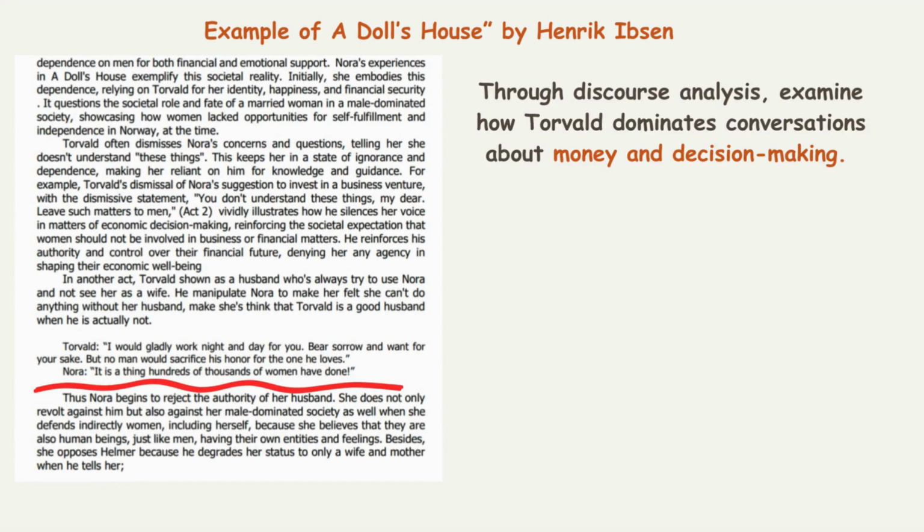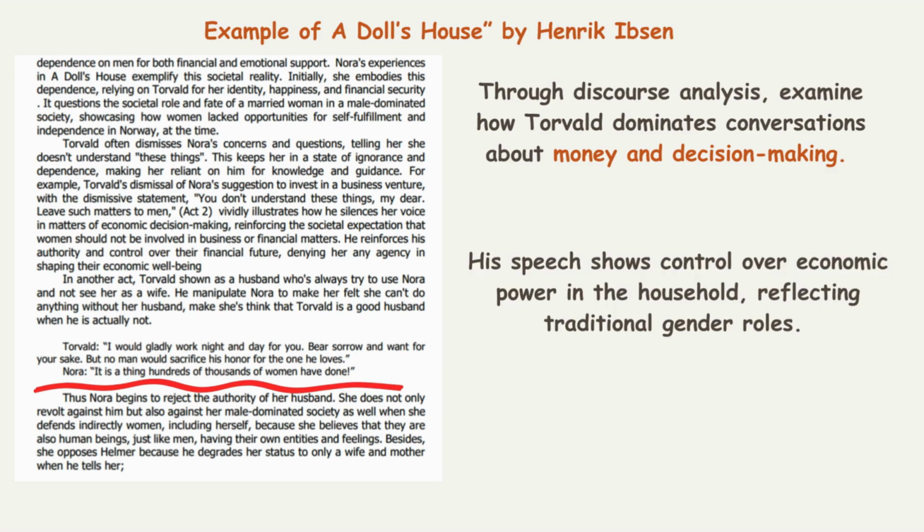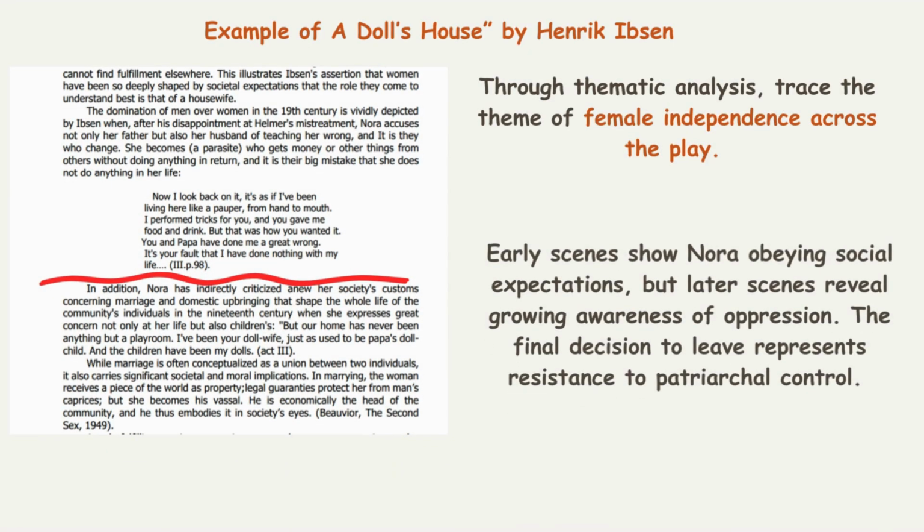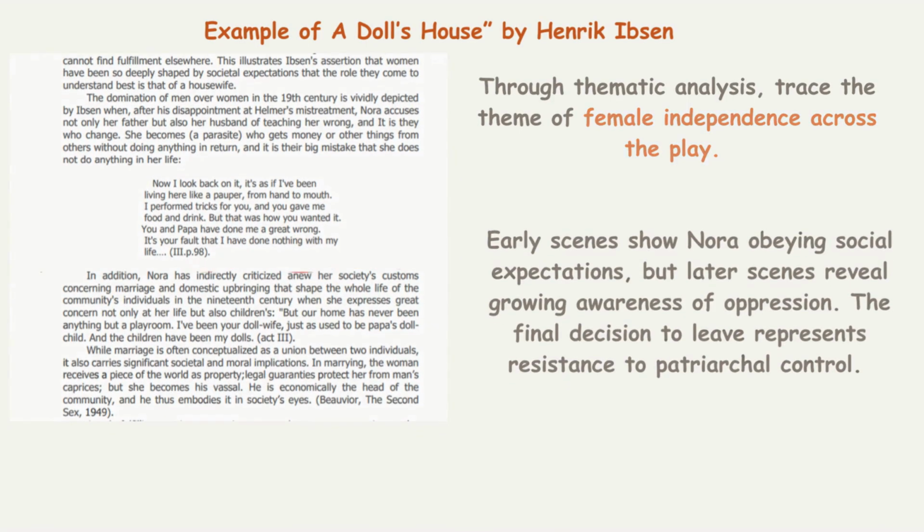Through discourse analysis, examine how Torvald dominates conversations about money and decision-making. His speech shows control over economic power in the household, reflecting traditional gender roles. Through thematic analysis, trace the theme of female independence across the play. Early scenes show Nora obeying social expectations, but later scenes reveal growing awareness of oppression. The final decision to leave represents resistance to patriarchal control.